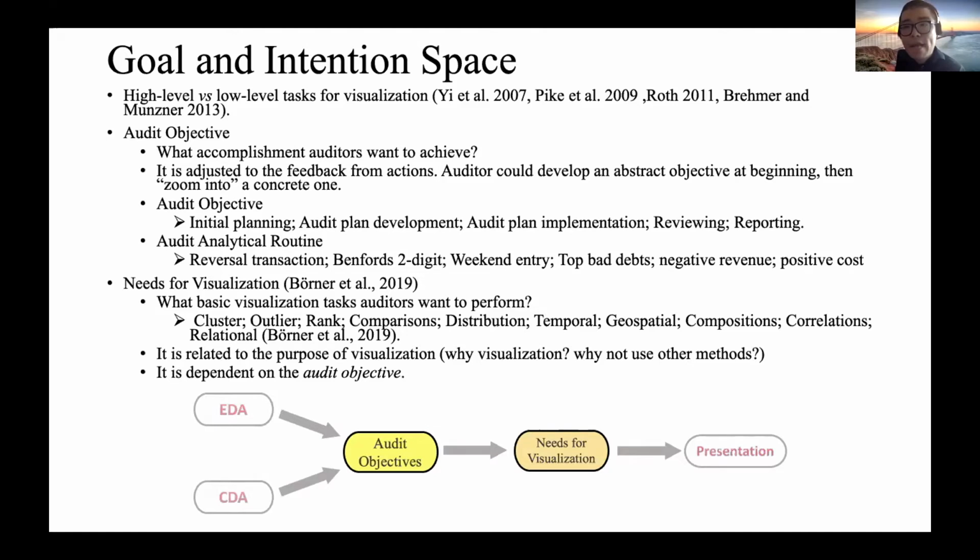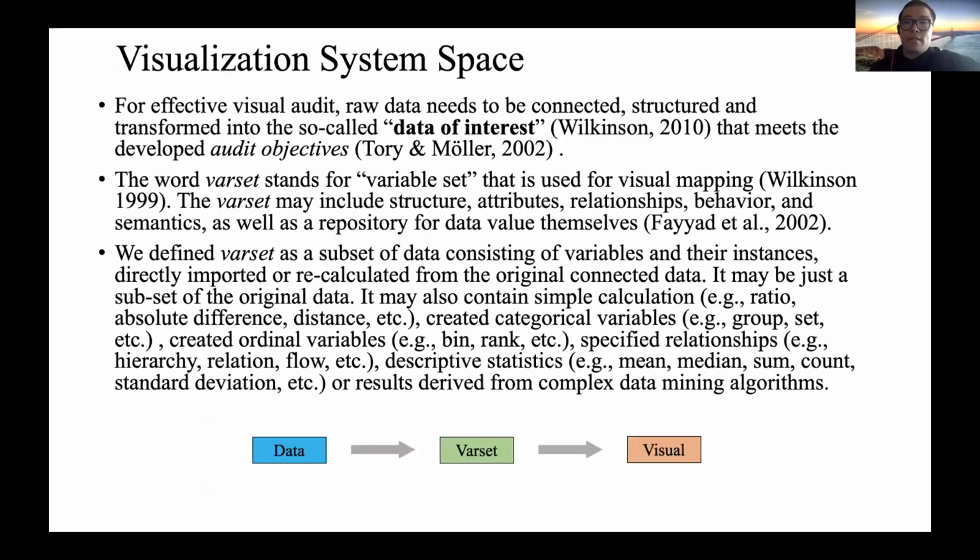The reason why we name it needs for visualization instead of just using something like basic task is because we believe that for different basic tasks, sometimes you don't need visualization to solve your problem. Previous literature suggested visualization is good at detecting differences, and it emphasizes the so-called relative judgment instead of absolute judgment. So before physically conducting visual audit, when auditors are developing their goals and intentions, they need to find the needs for using visualization in the first place. That's why we name it needs for visualization. And those needs should be formed and developed based on the developed audit objectives. So that's the first space.